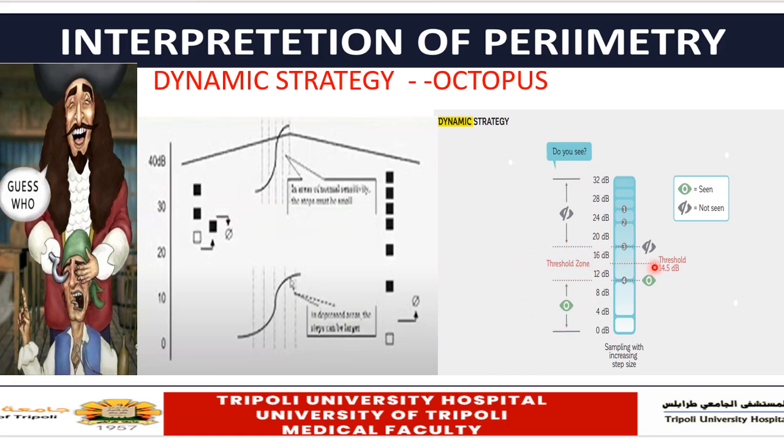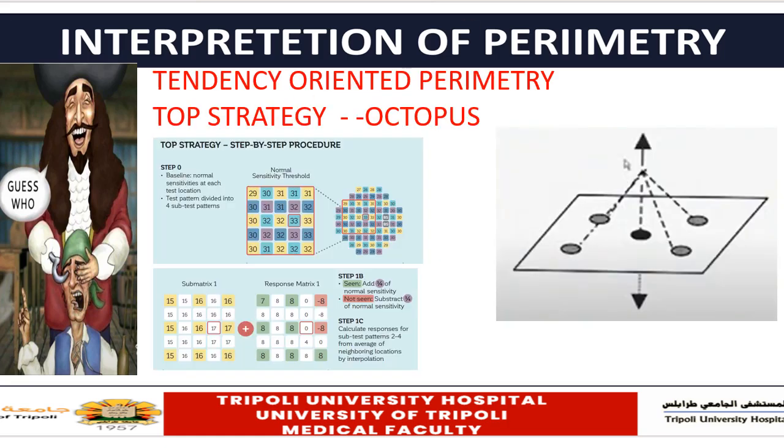It also takes into consideration the sensitivity of the adjacent points, so that in this way it can predict the sensitivity and shorten the test examination time by a long duration, so that it gives a more reliable and short test examination. It is comparable to the SITA standard. The tendency-oriented perimetry strategy is also adopted by the Octopus perimeter, and is another fast strategy.